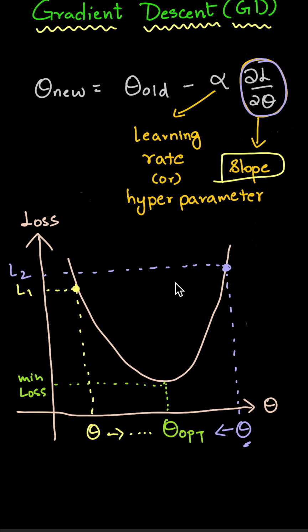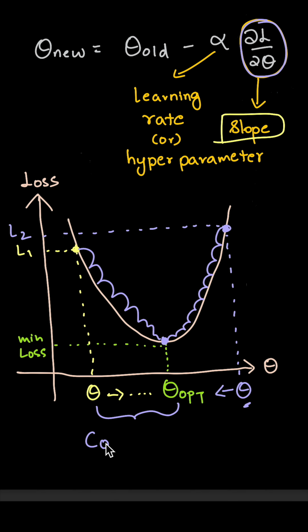In this way, our gradient descent will work. Basically, slowly, our loss will reduce along with theta, and it will go to the theta optimal. Similarly, if we are on this side, it will slowly reduce, and it will move to the theta optimal. For our parameters to adjust their values to theta optimal, the time taken is called convergence time.